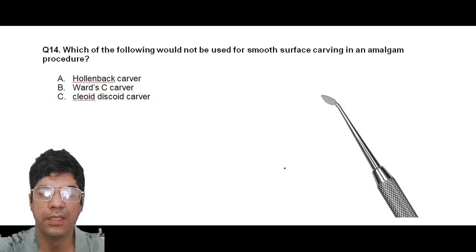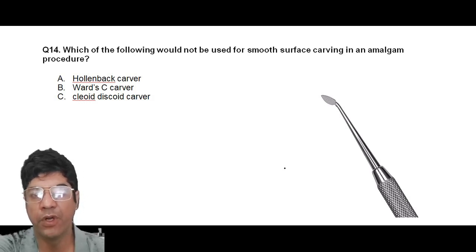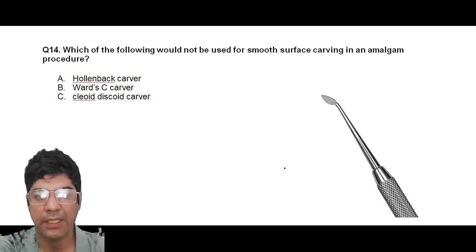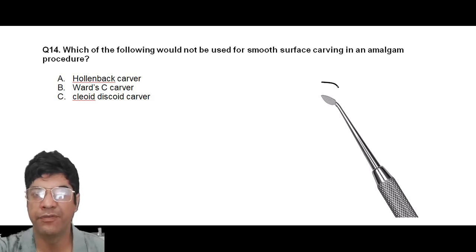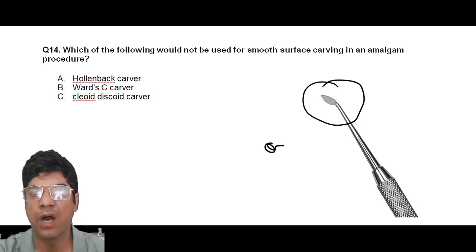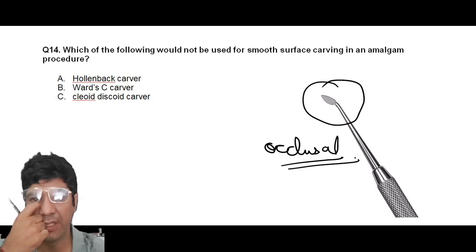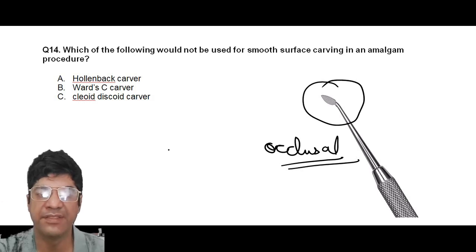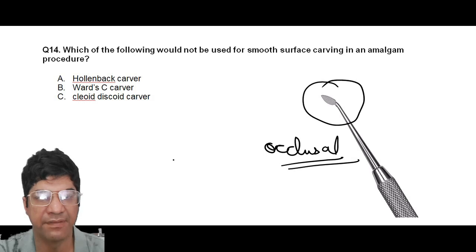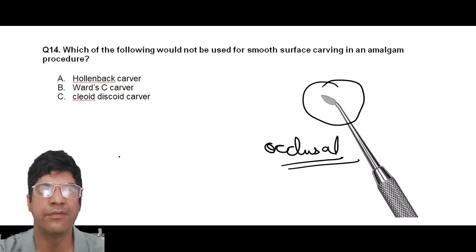Which of the following would not be used for smooth surface carving in an amalgam procedure? Well, it's the cleoid-discoid carver. It is used for carving on the occlusal surface, and it is not designed for use on smooth surfaces such as buccal, lingual, mesial and distal surfaces. So your answer would be C.